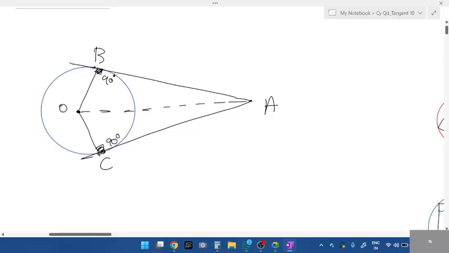What do you mean by congruent? If this is 30 degrees, what will be this value? This angle also will be 30 degrees. So there are two triangles formed. In triangle BOA, B is 90. What will be the value of O? Each triangle is 180 degrees. 90 plus 30 is 120. 180 minus 120, you should get 60 degrees. If that is 60, this is also 60.